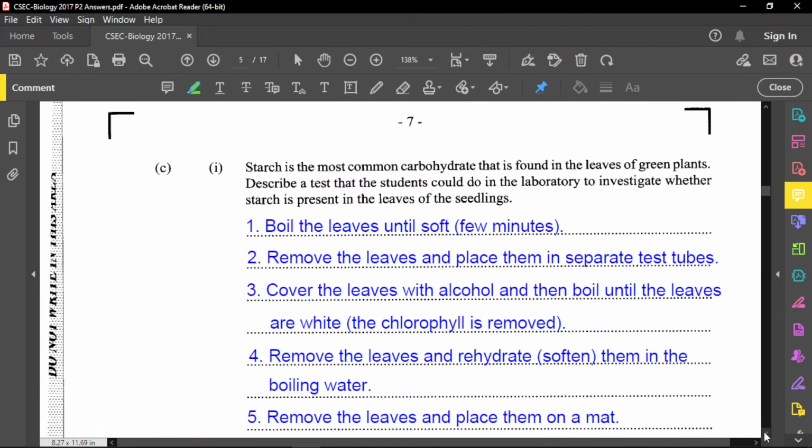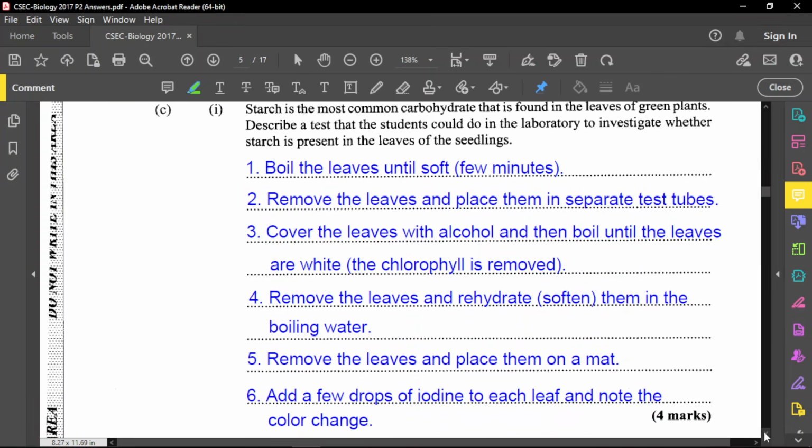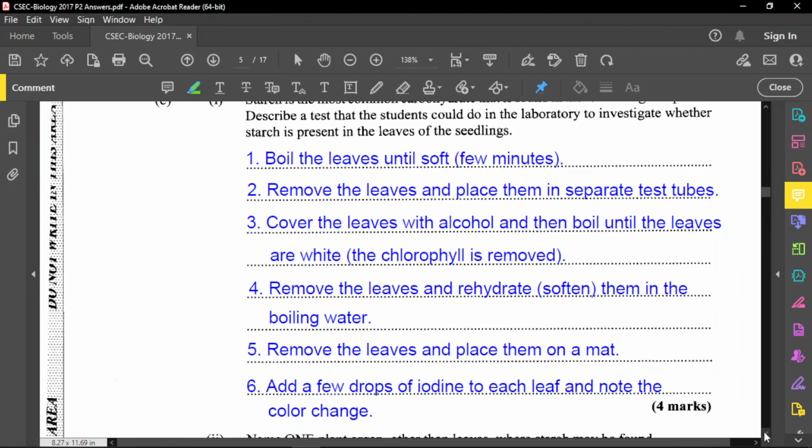All right, now for part C, is starch the most common carbohydrate that is found in the leaves of green plants. Describe a test that the student could do in the laboratory to investigate whether starch is present in the leaves of the seedlings. And this is a general starch test in terms of testing a leaf for starch. And I also have a lesson on that if you want to run over when you're finished and check it out.